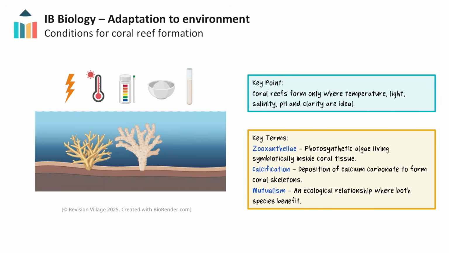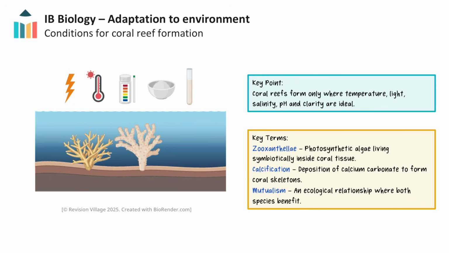They also need shallow, clear water, so sunlight can reach the photosynthetic algae that live inside their tissues, the zooxanthellae. Without sufficient light, these algae can't photosynthesize, and the coral loses its main energy source.